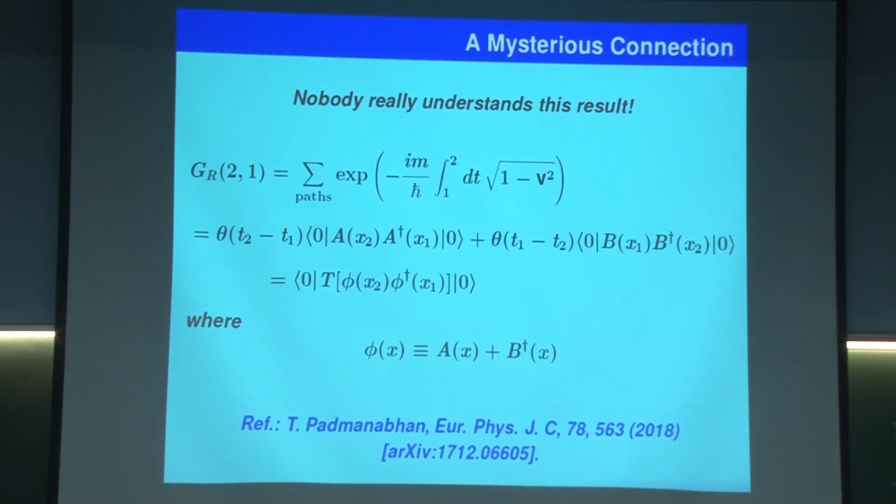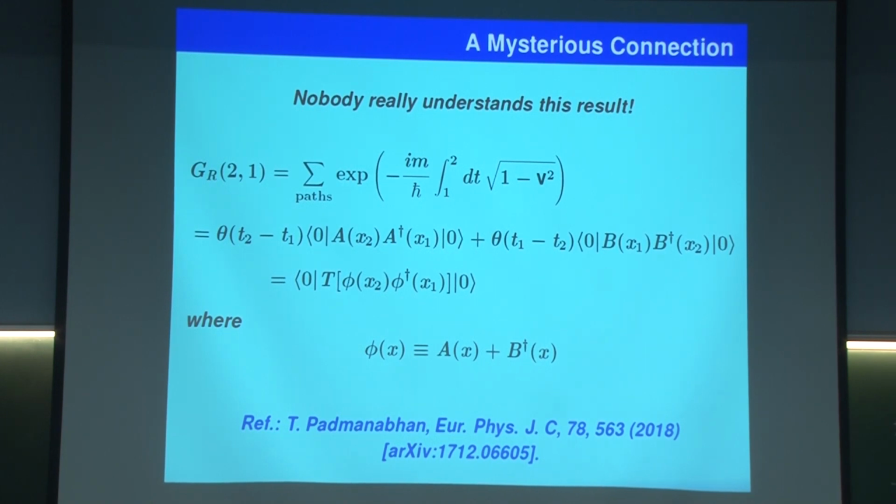If you work with just A or B, you will find that they do not commute on space-like points. So, if two objects do not commute, then there is an uncertainty principle which kicks in. But if you take A plus B dagger, this phi commutes on space-like interval. A does not, B dagger does not, but A plus B dagger does.